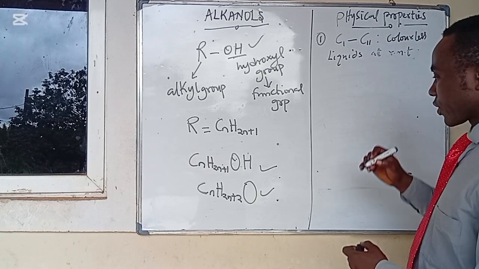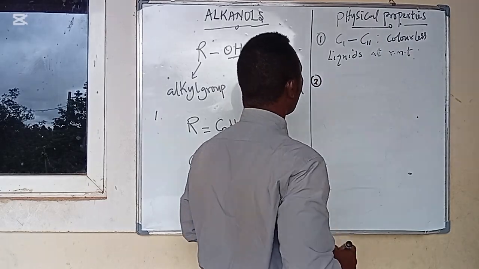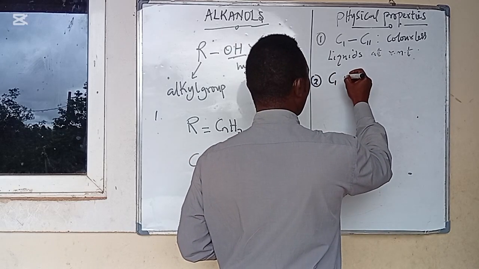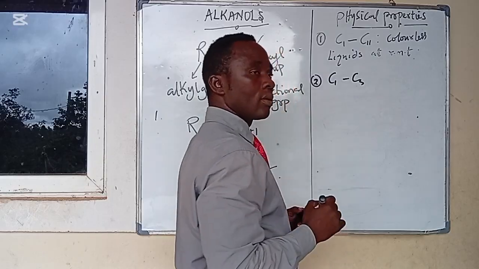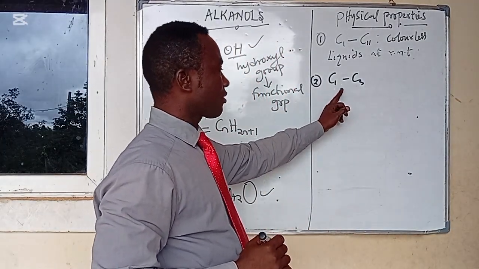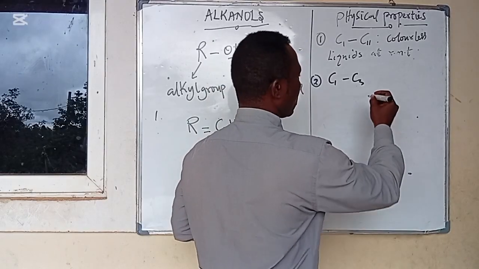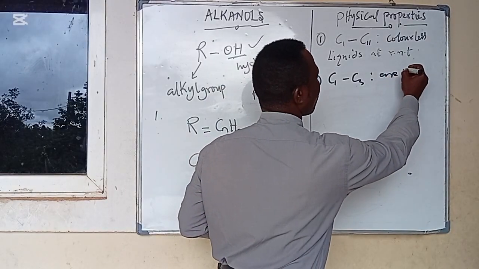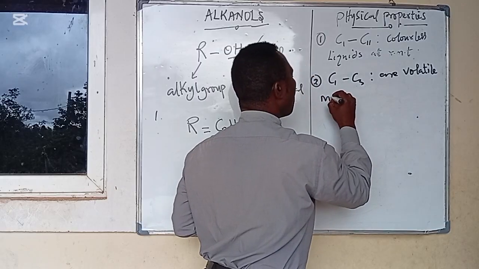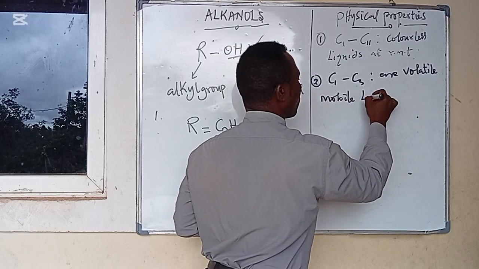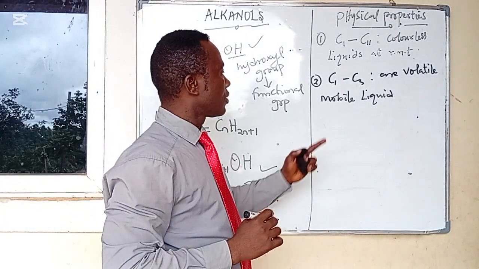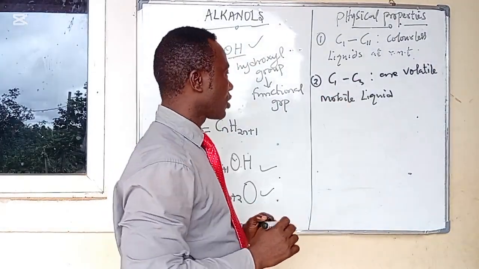Number 2, we know that C1 to C3, from carbon atom 1 to 3, that is methanol, ethanol, and propanol, 3 of them are volatile. They are volatile, mobile liquids. That is C1 to C3.